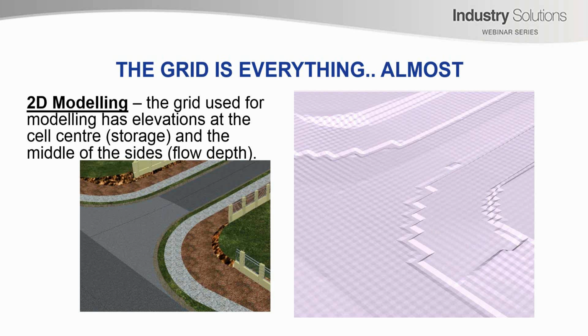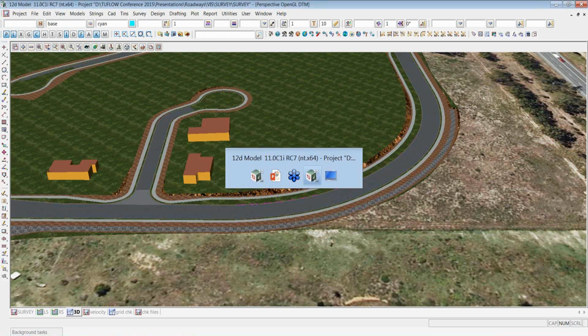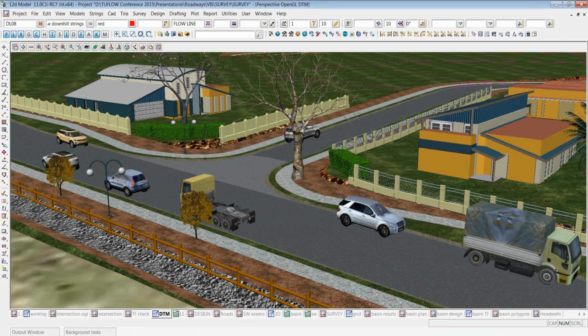One of the things that we've done when we create the grid is that when we want the water to flow down our gutters, we want to ensure there's a continuous flow path. And we also want to make sure the ridges of our roads are accurately modeled, so the overtopping is done correctly. This use of ridges and gully lines is another important part of creating that grid that we'll discuss today. Now, we can't talk about the entire 2D modeling process in approximately a 20-minute discussion. Therefore, these are the 5 points that I'd like to talk about today when we look at them using 12D model.